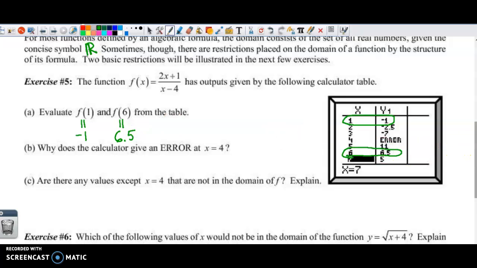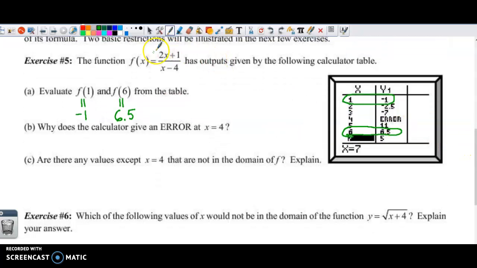And think about it for a second. You might even pause the video, and the table is created from this equation. Think about how you could have gotten those answers already. And while you're doing that, also think about why the calculator gives you an error at x equals 4. And those two things might be related.